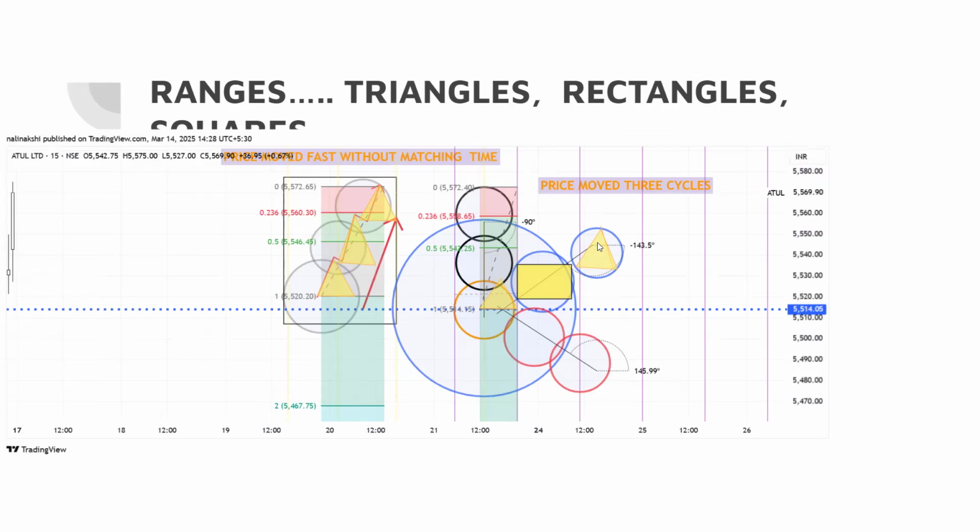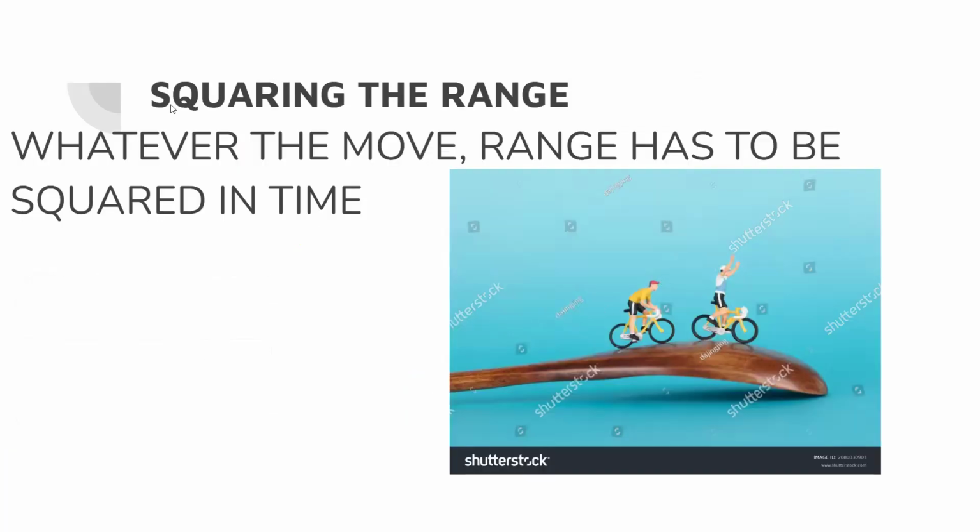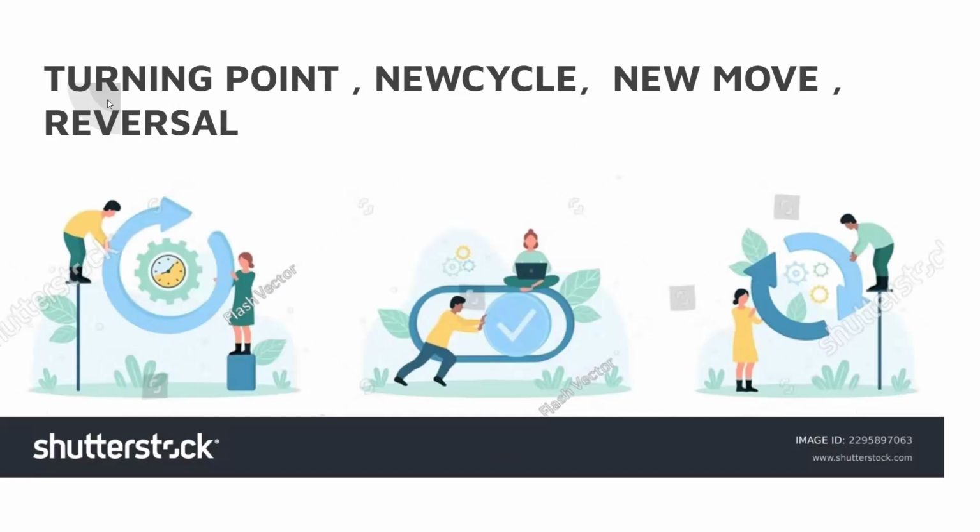That's why I've made weekly templates. And again, same thing. So this is the graphical representation, I hope you are understanding why I'm representing all these things. And the final thing is squaring the range. Whatever the move, whether it is a spike up or a slow move, the range has to be squared in time. When the measured range happens with the time, then a turning point, new cycle, new move, reversal will come in the market.